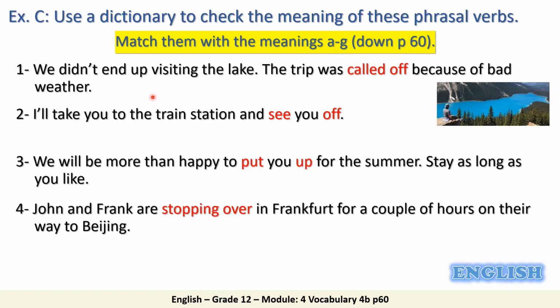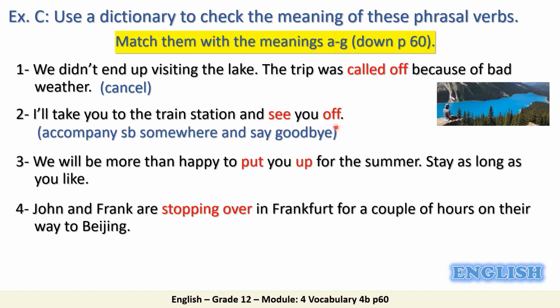Sentence number 1. We didn't end up visiting the lake. So they were visiting a lake right here, but they didn't end their trip up. The trip was called off because of bad weather. What's your choice, please? Call off means, right, to cancel. Number 2, I'll take you to the train station and see you off. See someone off means, your answer please, right? To accompany, to take somebody somewhere and say goodbye.